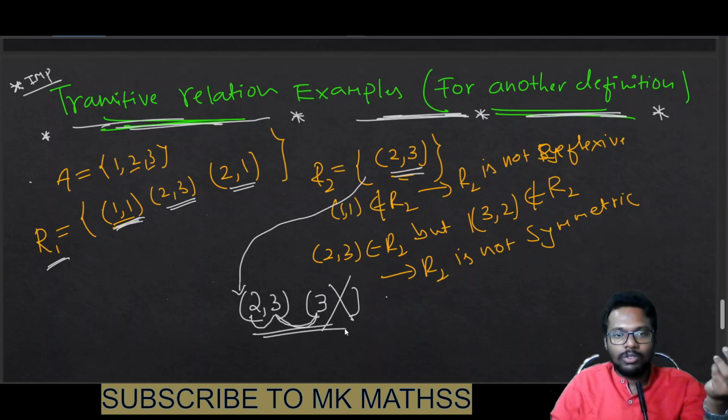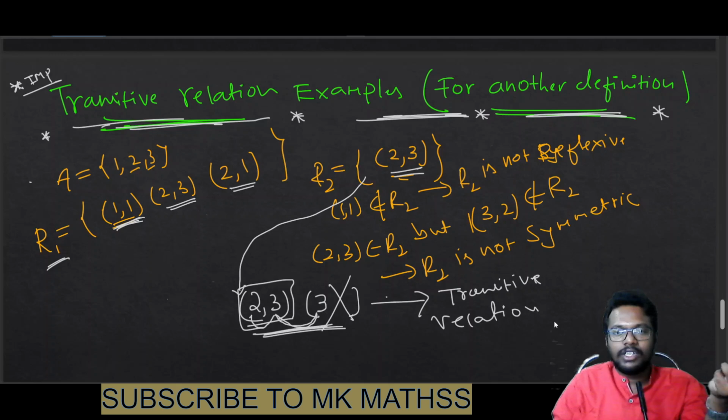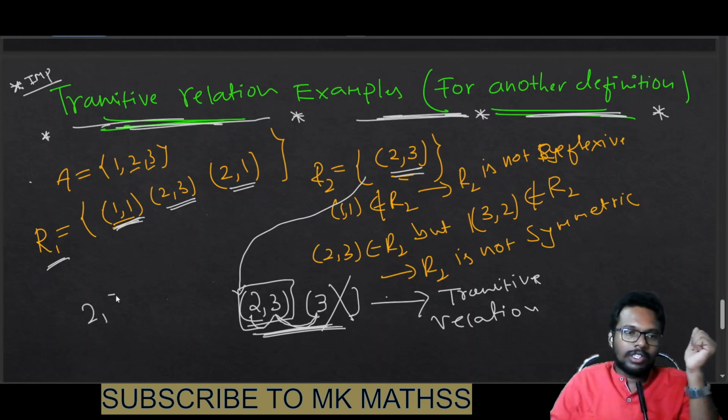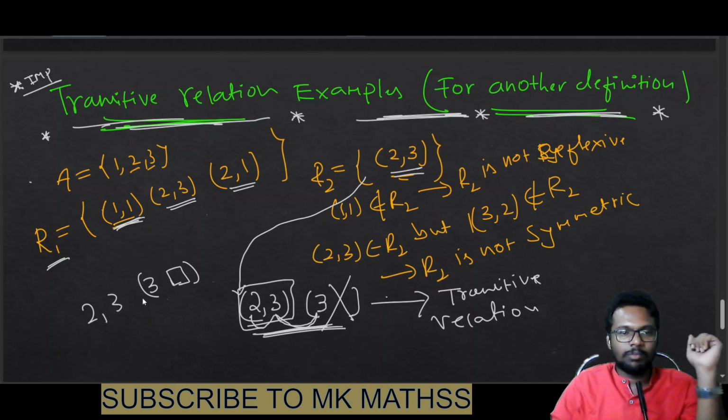If there is no pair for this particular 2 comma 3, then we should say it is a transitive relation. It means 2 comma 3 is present, but 3 comma something, this something I am showing as a box, is not there. So 2 comma 3 is present in R2.